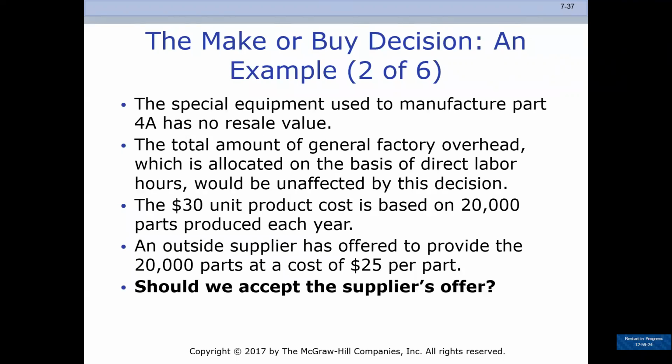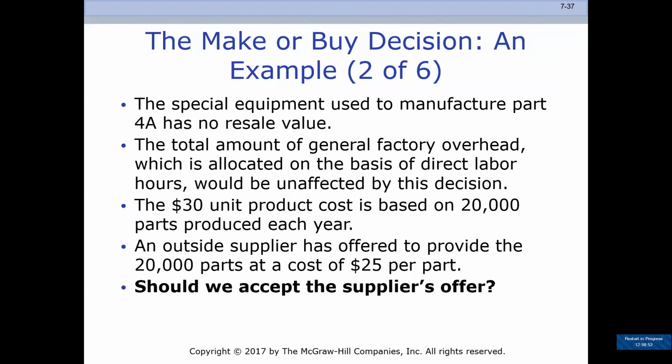The $30 unit product cost is based on 20,000 parts produced each year. What if they produce 40,000 parts a year? What's the unit product cost then? You'd have to look at the fixed and the variable stuff, but it would be less than 30, right? If they produce 40,000 units, that 30 would be something less than 30. If they only produce 10,000, it would be more than 30, because you're allocating fixed cost over fewer units.